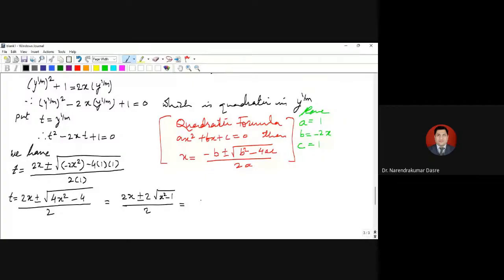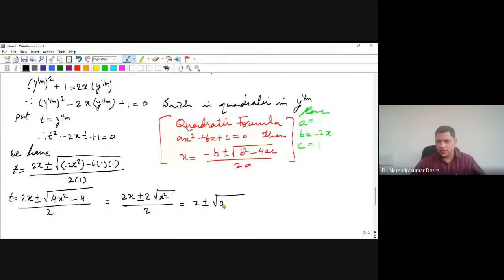So it is x plus or minus under root of x square minus 1. Is that okay?